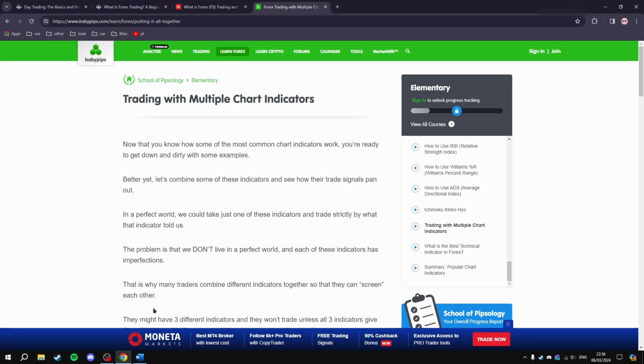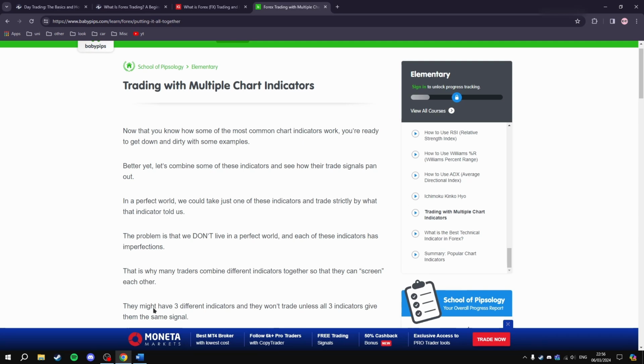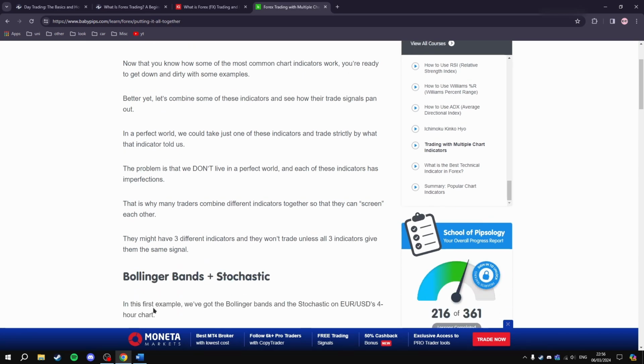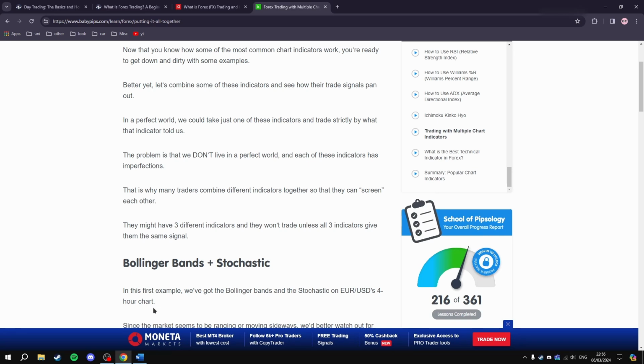Now that you know how some of the most common chart indicators work, you're ready to get down and dirty with some examples. Better yet, let's combine some of these indicators and see how their trade signals can pan out. In a perfect world, we could just take one of these indicators and trade strictly by what that indicator told us. The problem is that we don't live in a perfect world, and each one of these indicators has imperfections. That is why many traders combine different indicators together so that they can screen each other, compare against each other and see if they match up or not. They might have 3 different indicators and they won't trade unless all 3 give them the same signal. Fair enough.